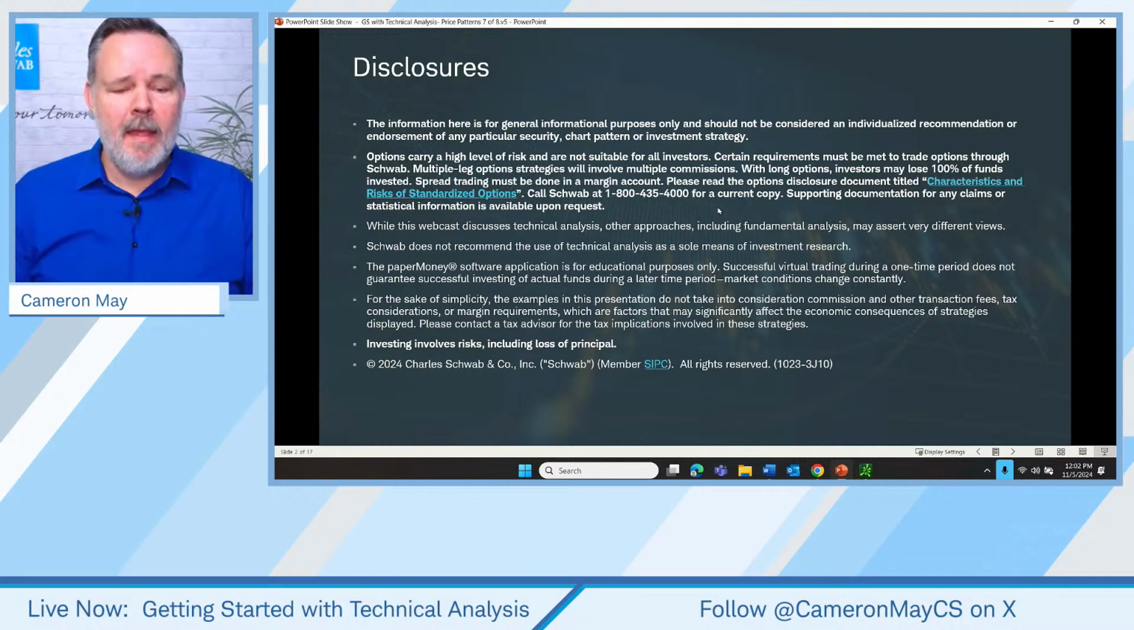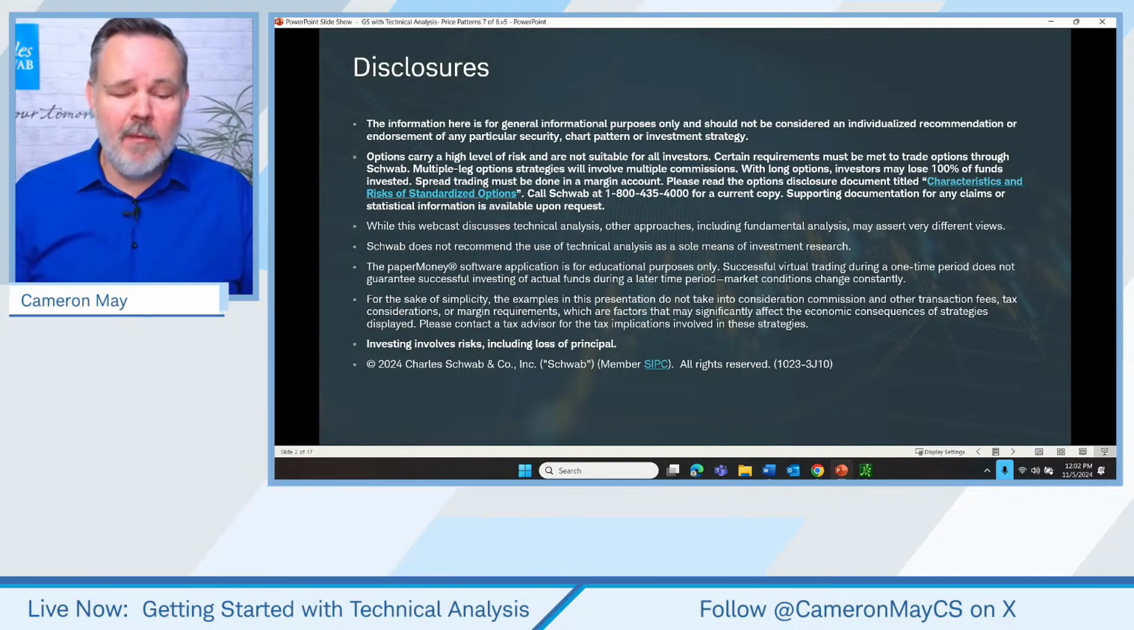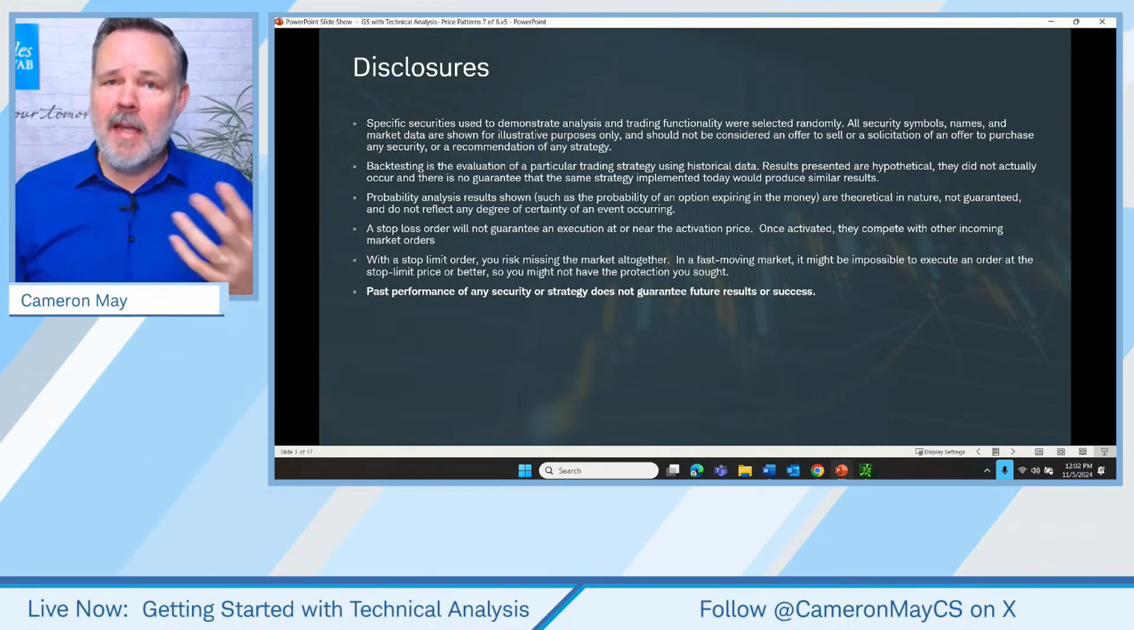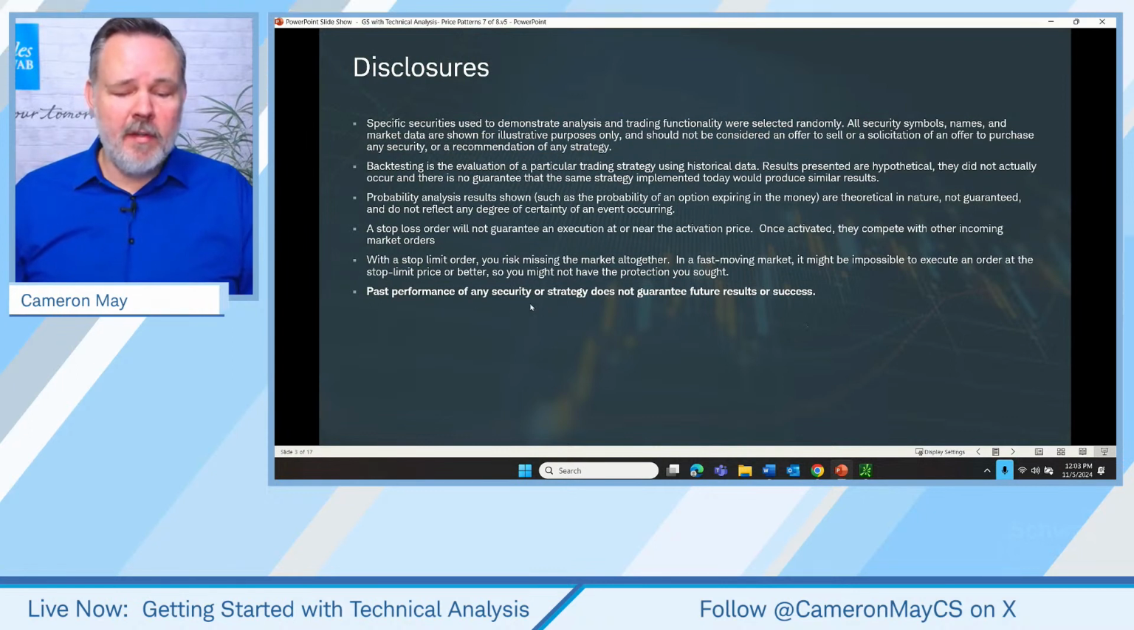But let's get right into this discussion of price patterns. And as we do, of course, we have to pause and consider the risks associated with investing. Risks are real, so bear these disclosures in mind. The information here is for general informational purposes only and should not be considered an individualized recommendation or endorsement of any particular security, chart pattern, and investment strategy. While this webcast discusses technical analysis, other approaches, including fundamental analysis, may assert very different views. Schwab does not recommend the use of technical analysis as the sole means of investment research. Investing involves risks, including the loss of principal. And of course, even though we're going to be studying history, past performance of any security or strategy does not guarantee future results or success.